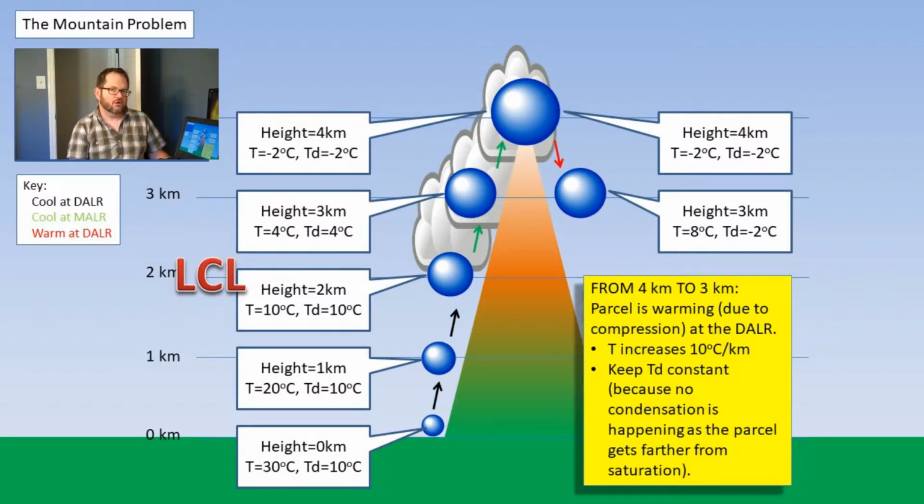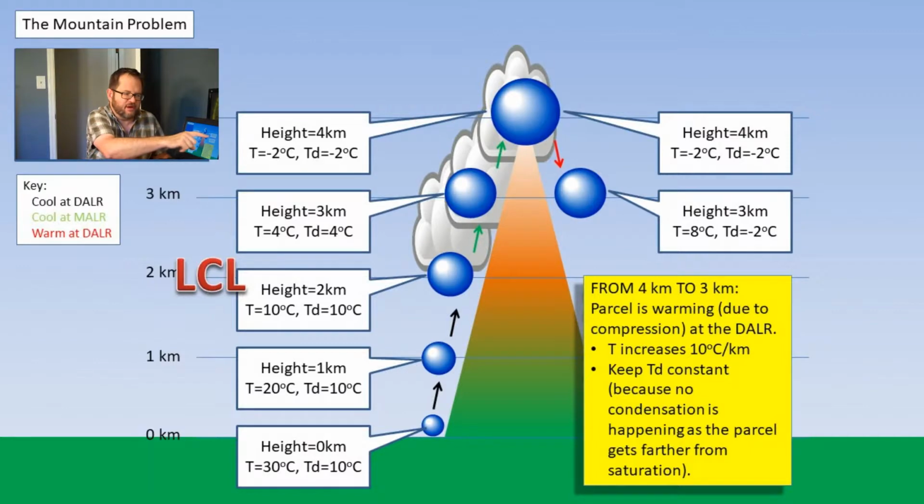Lowering an air parcel involves increasing its pressure. It involves warming. We're always going to be warming at the dry adiabatic lapse rate as we lower an air parcel, because the temperature is increasing. We're only getting farther from saturation. We don't have to worry about any condensation happening. So the air parcel will warm according to the dry adiabatic lapse rate of 10 degrees Celsius per kilometer. As we go from 4 kilometers to 3 kilometers, our temperature is going to increase by 10 degrees Celsius. So we go from negative 2 degrees Celsius to 8 degrees Celsius. I may have misspoke before.